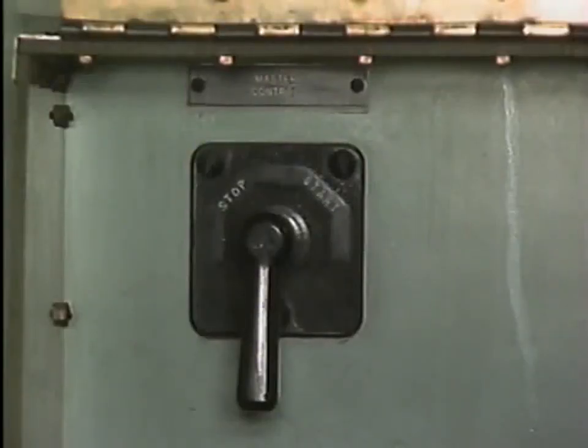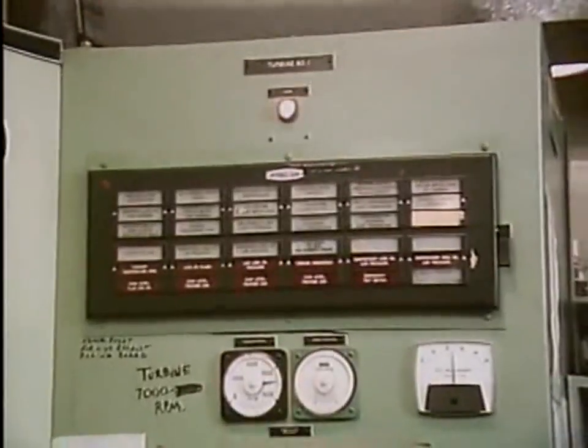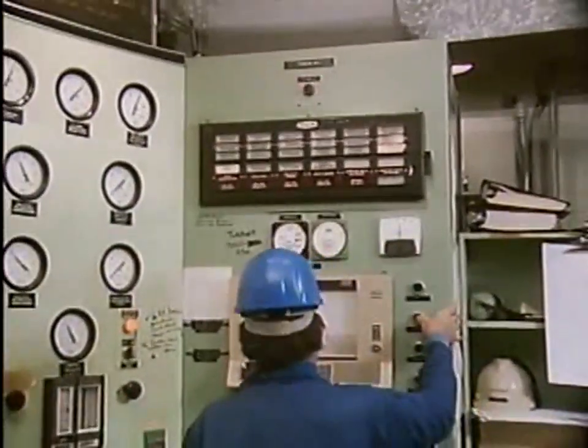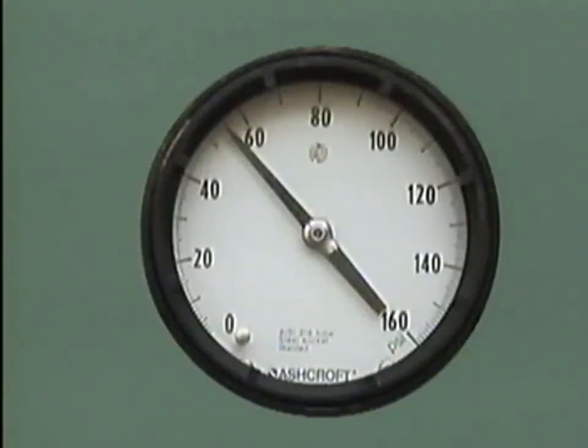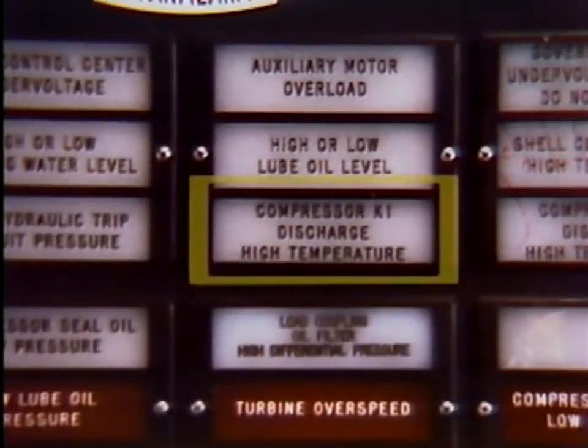Many compressors are started and stopped from a control panel. This control panel also has controls to regulate the speed of the compressor, and indicators that provide information about the compressor's operating conditions. This one displays lube oil pressure. The control panel also contains alarms that let personnel know when abnormal and potentially damaging conditions exist. For instance, this alarm is for high gas temperature.